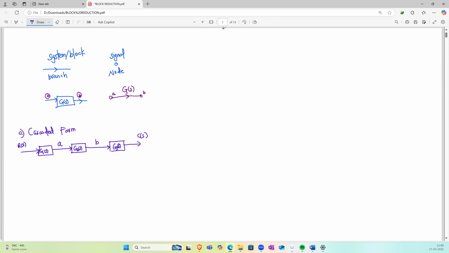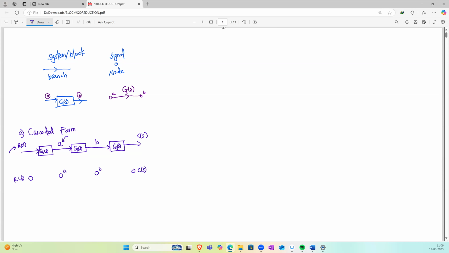So the first signal here is the R of S, so I draw it as a node. And the second one is the A that I've named. So let me name this node R of S, and then the second node is A, with signal A. And then the third node is B with signal B. And then the output node is this, C of S.